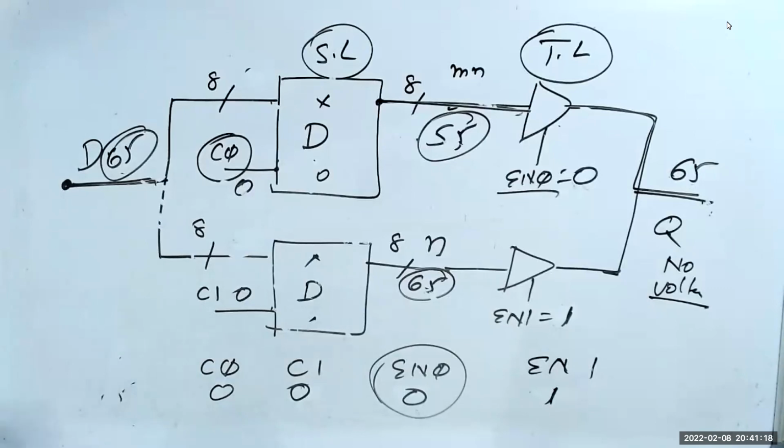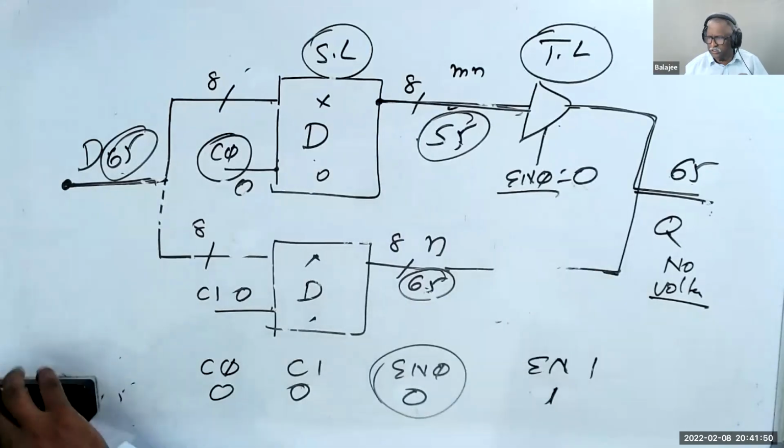Sir, just for doubt confirmation, for 2 D flip-flops, can we use only one tri-state logic? How do you use it? Tell me. Sir, for the first D flip-flop, I'll keep one tri-state logic, and for the second D flip-flop, I'll directly connect it to Q, so that if the enable of that tri-state logic is 0, only then that output will come.